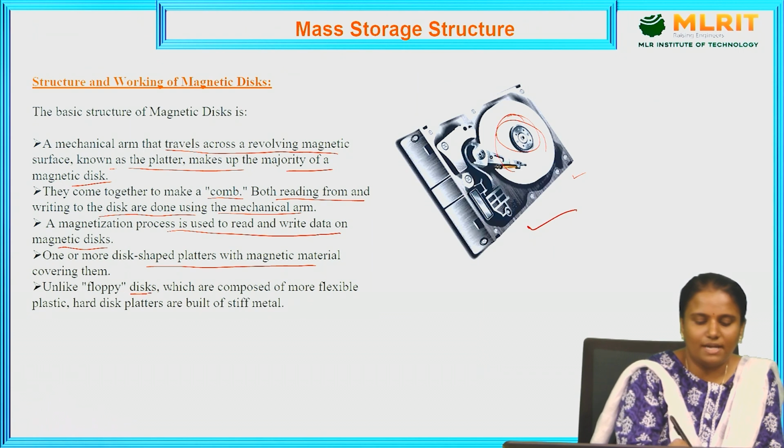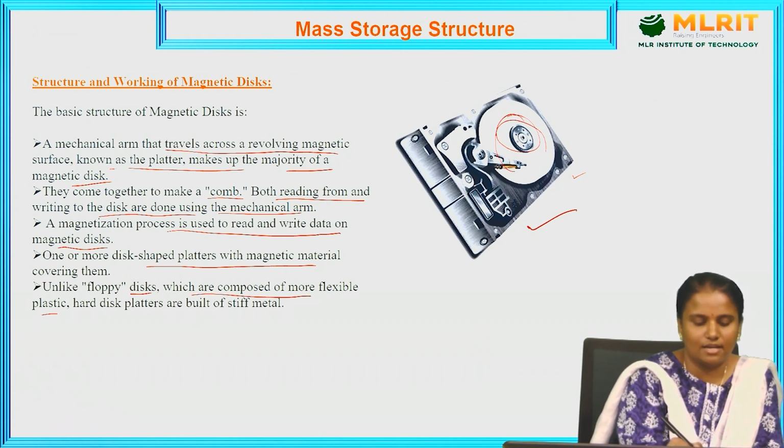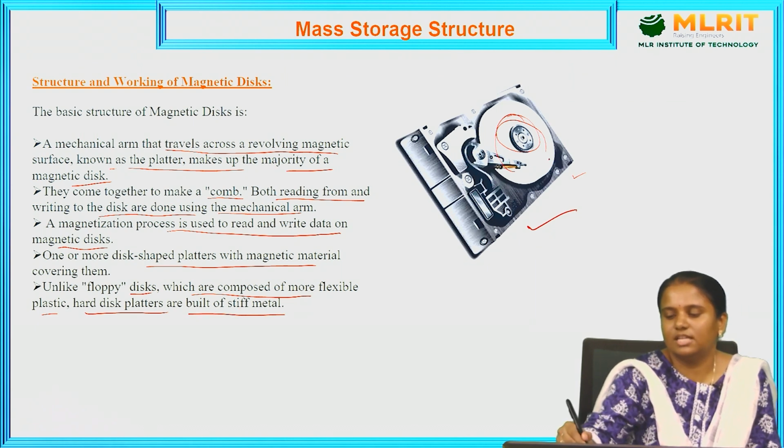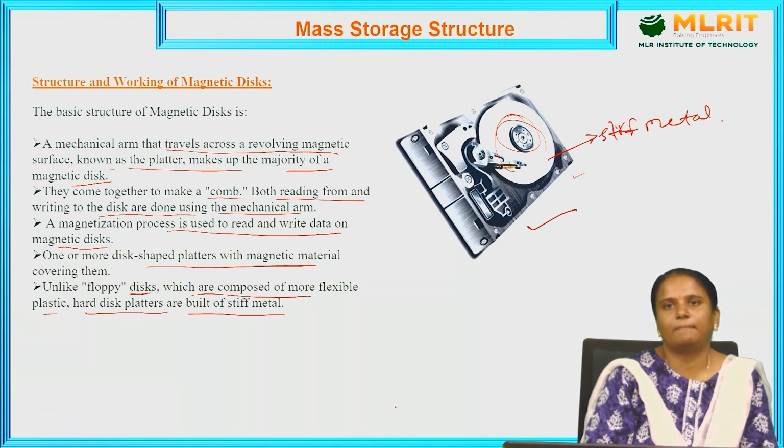Unlike floppy disks, which are composed of more flexible plastic, hard disk platters are built of stiff metals. So stiff metals are used for the disk platters, and one after the other, the platters are placed in the form of a magnetic disk. This is how the magnetic disk functions.